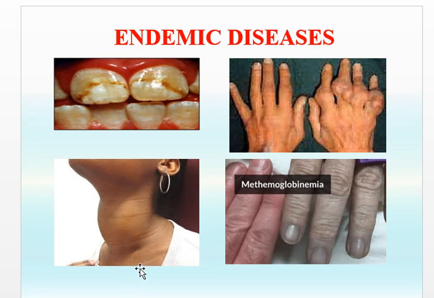Endemic goiter is a result of iodine deficiency, when the concentration of iodine in the soil and water is low in the mountainous area. And molybdenum podagra is a result of molybdenum, when the concentration of molybdenum in water, in food products, in soil is very high. On this slide you can see photos, pictures of endemic diseases.